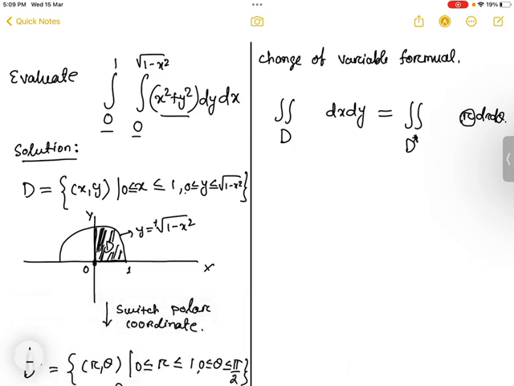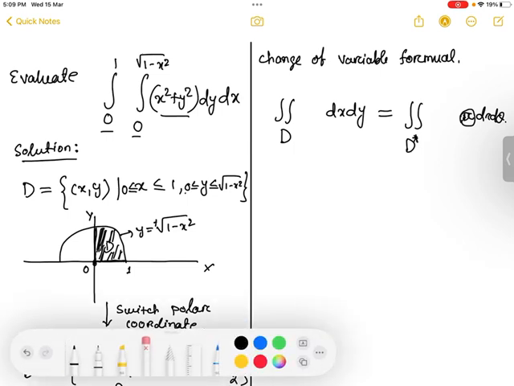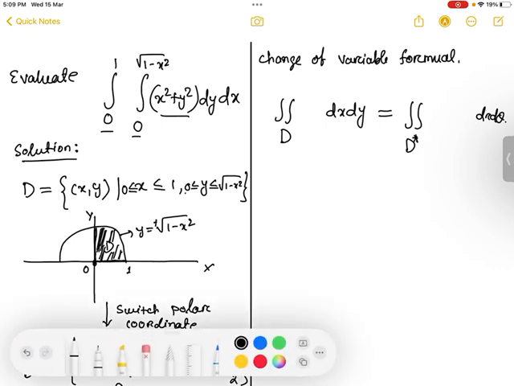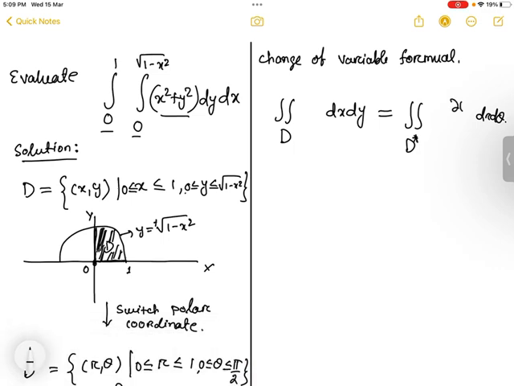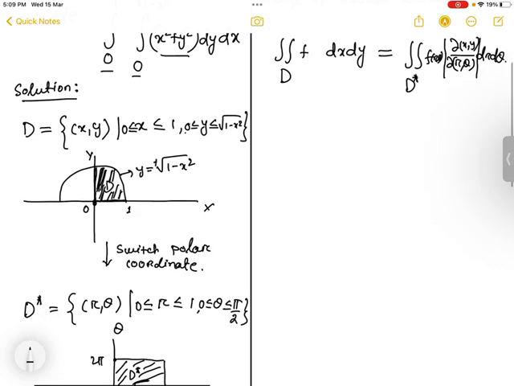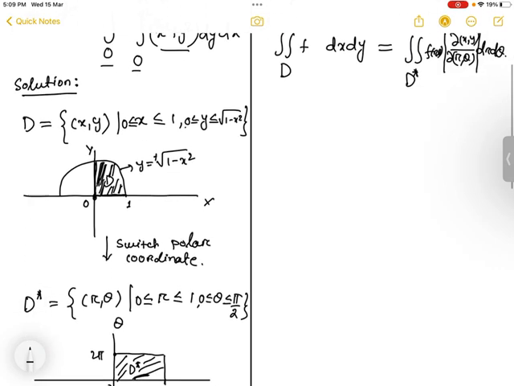The absolute value of Jacobian, this is dou (x, y) divided by dou (r, theta), and this is the modulus, the absolute value of this one, and of course it is f. So this is the change of variable formula, and according to that you have to write x, y in terms of r, theta also. So now we'll try to find out this one.